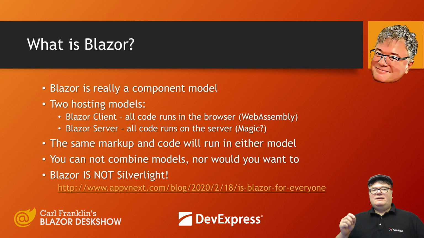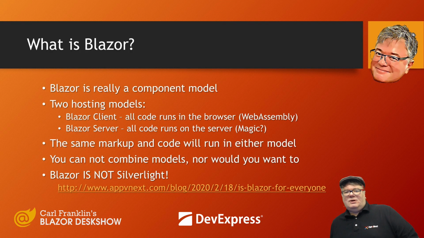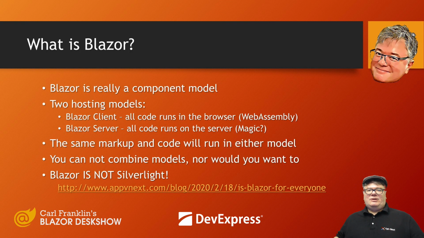Here's the cool thing. The same markup and code will run in either hosting model. You don't want to combine hosting models, nor would you want to, because this is a SPA framework for user interface. So essentially you're binding user interface elements to code elements, and when those code elements change, the user interface changes. So in the way that works, you can't mix and match. That UI code is either going to run on the server or it's going to run in the client.